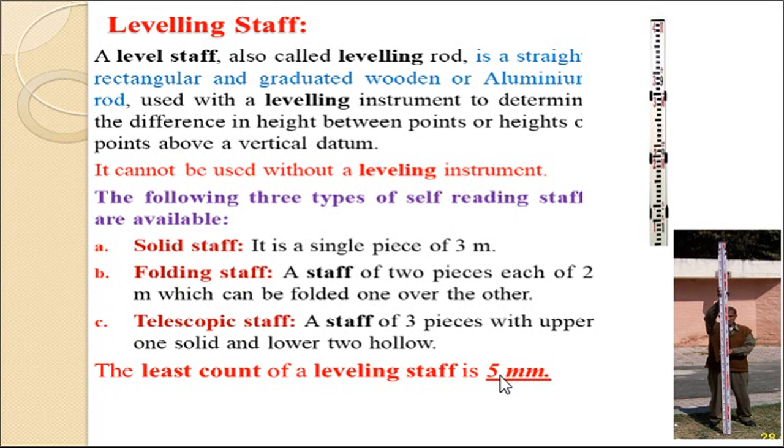And next type, commonly used nowadays, is the telescopic type staff. The staff has 3 stages. The first 2 stages are hollow and the last one is the solid stage. The hollow stages are inserted in each other and then lastly the solid stage is inserted in these 2 hollow parts. And mainly in this case the least count of the leveling staff is 5 mm, means the minimum reading that we can observe with the help of the leveling staff is 5 mm.